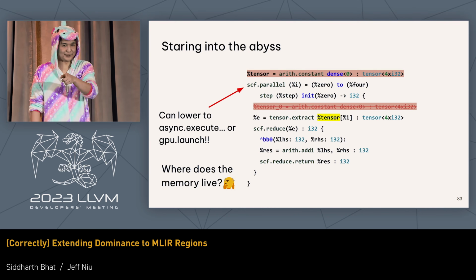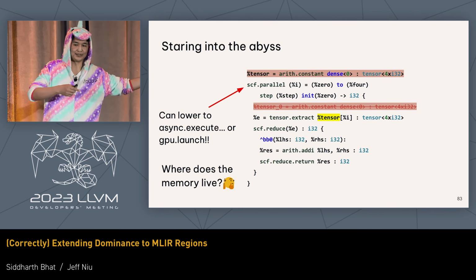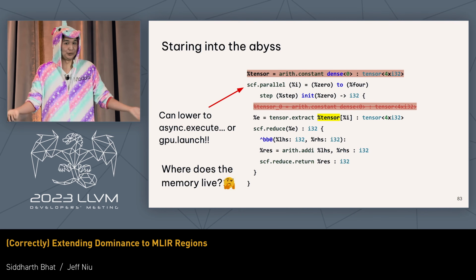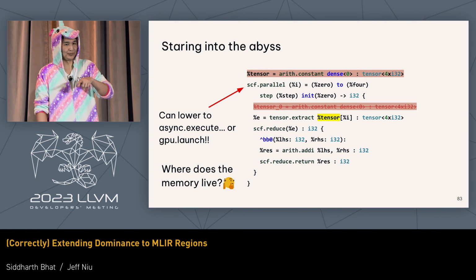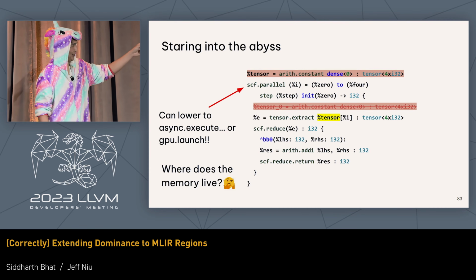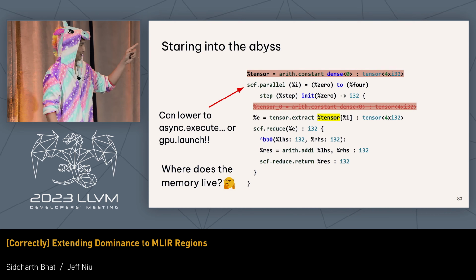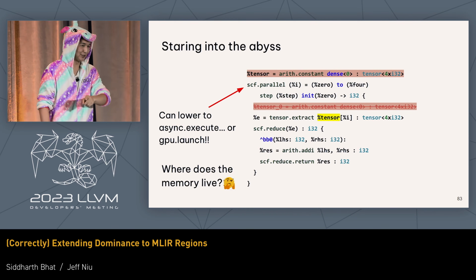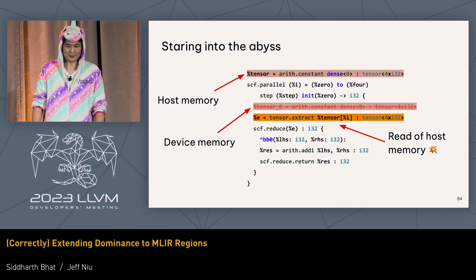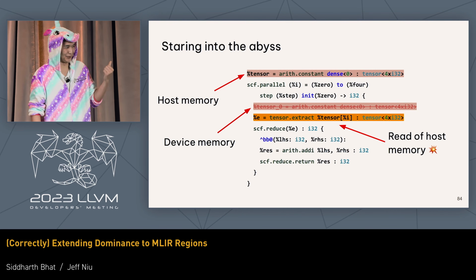The problem is that scf.parallel can lower to async executes. So you spawn a bunch of threads that run the body on the iteration space and then wait for them all to complete. Or it could lower to a GPU launch, which means that you actually offload the computation of the body to another device. But now the question is, where does the memory for this tensor live? Because a tensor will lower to some memory allocation that gets put into a memref, but we've just replaced the tensor allocated in the body, which could run on a GPU, with a reference to memory allocated on the CPU. So essentially what ends up happening is CSE creates a load of the host memory on a device, and then this will crash.